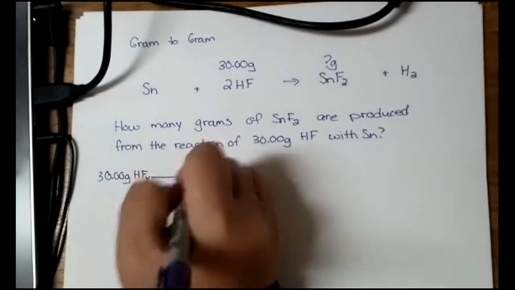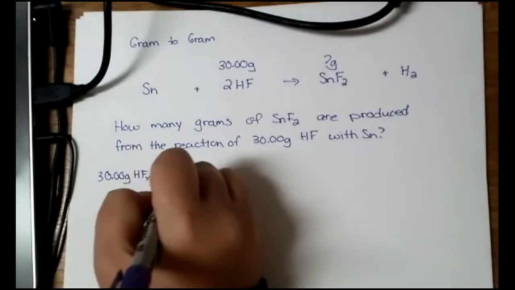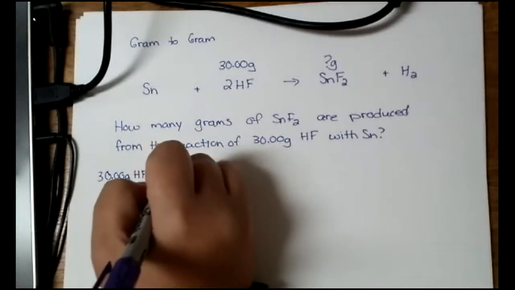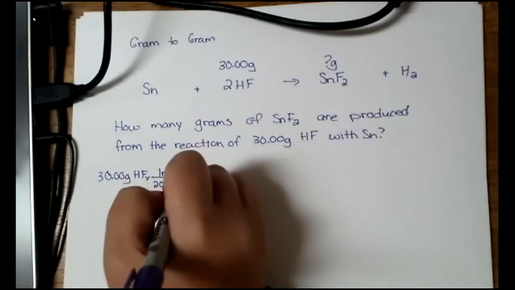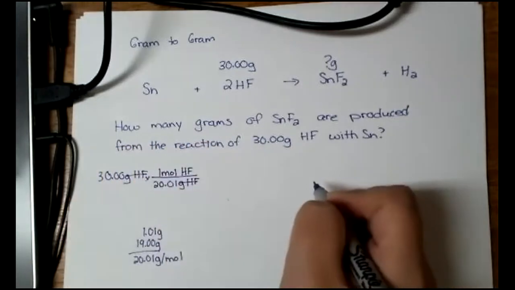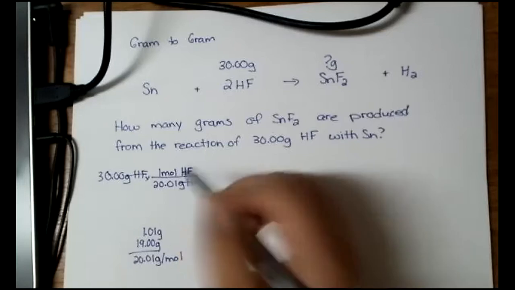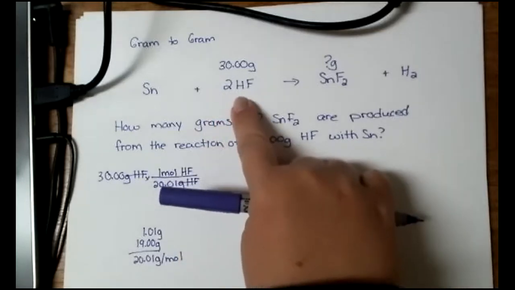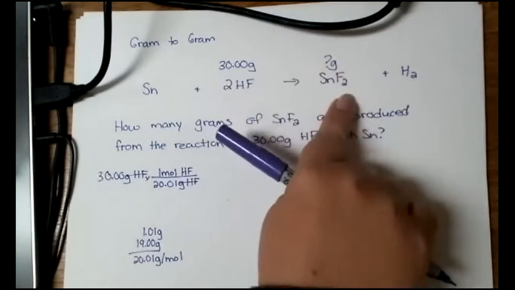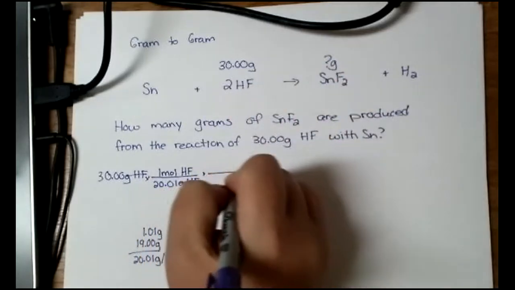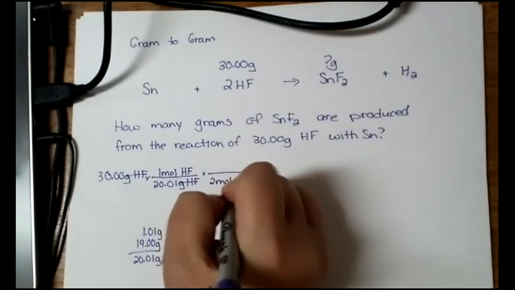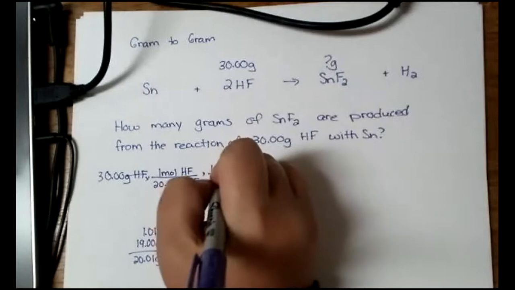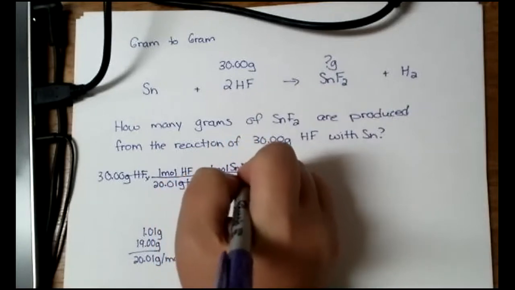So I'm going to put 20.01 grams of hydrofluoric acid on the bottom and 1 mole of hydrofluoric acid on top. And that cancels out grams, and I'm left with moles of hydrofluoric acid. So yay, now I have moles of this, so I can use my mole to mole ratio. So I'm going to say 2 moles of hydrofluoric acid, and then that's 1 mole of tin(II) fluoride.